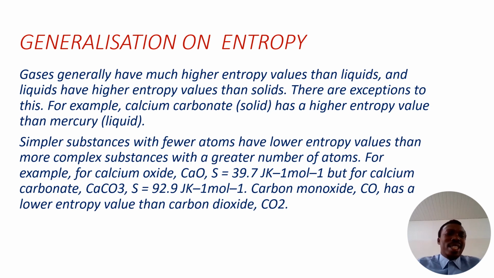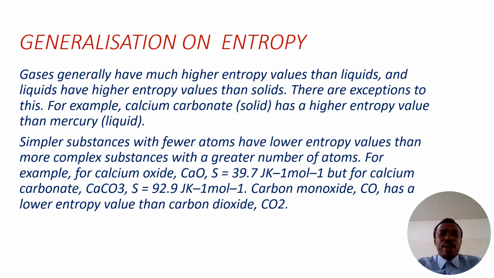Another exception is that simpler substances with fewer atoms have lower entropy values than more complex substances with a greater number of atoms. So the higher the number of atoms, the higher the entropy value. The fewer the number of atoms, the lower the entropy value. For example, calcium oxide has an entropy value of 39.7 joule per Kelvin per mole. But for calcium carbonate, the entropy value is 92.9 joule per Kelvin per mole. The calcium carbonate has more atoms compared to what? Calcium oxide. Another example is carbon monoxide, which has a lower entropy value than carbon dioxide.